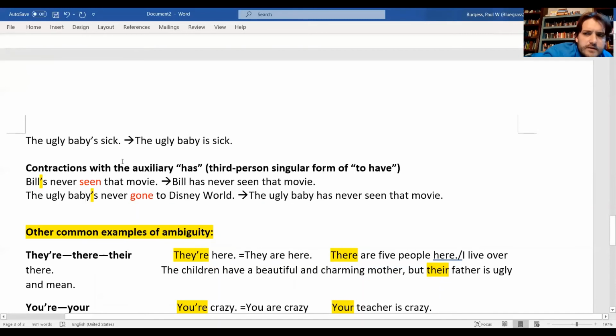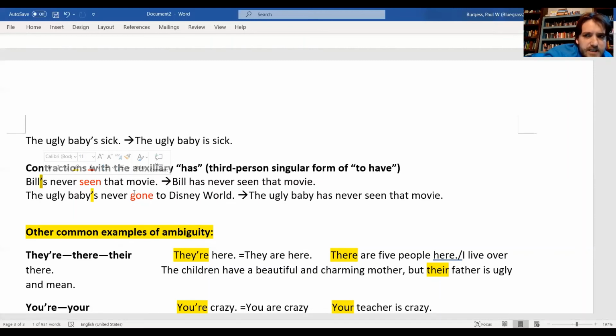Finally, there are also contractions with the auxiliary form of has. By auxiliary, I mean the helping form. Not the verb, like I have pizza, but the auxiliary form, as in I've seen that movie. I have seen that movie. All right, so Bill's never seen that movie. Seen, the past participle, tells us that this is has. Bill has never seen that movie. Gone does the same thing for us in the next sentence. The ugly baby's never gone to Disney World.